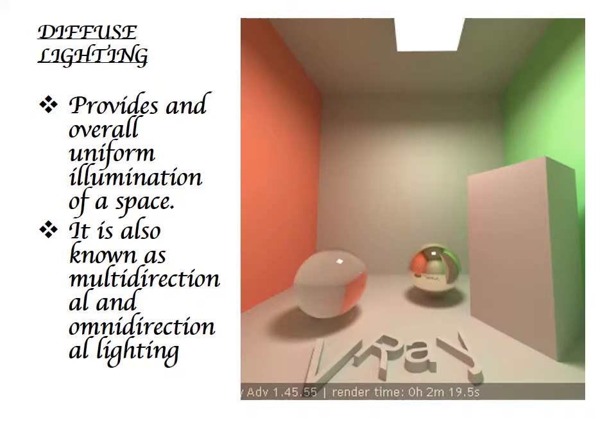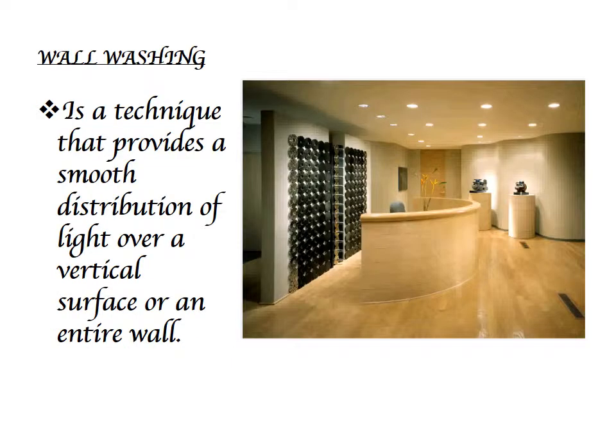Diffuse lighting. Diffuse lighting provides an overall uniform illumination of a space. It is also known as multi-directional and omnidirectional lighting. Wall washing. Wall washing is a technique that provides a smooth distribution of light over a vertical surface or an entire wall.